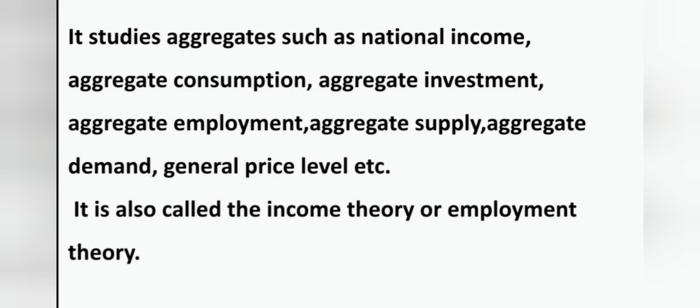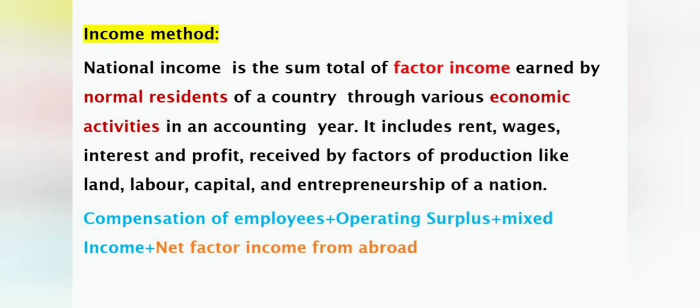So, how is national income measured? Through the income method. According to this, national income is a sum total of factor income. Factor income is rent, wages, interest and profit earned by normal residents of a country through various economic activities in an accounting year. So, factor income includes rent, wages, interest and profit received by factors of production, that is land, labor, capital and entrepreneurship of a nation.